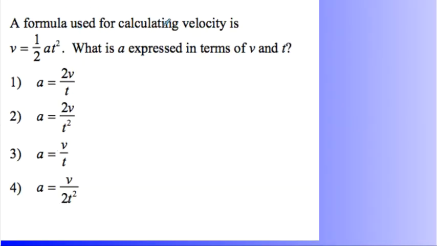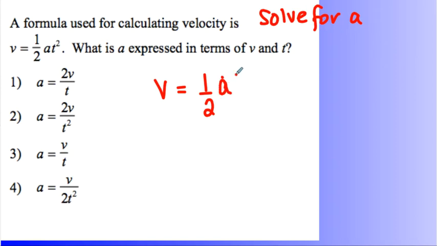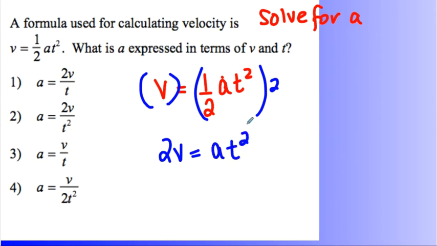Okay, here's one. A formula for calculating velocity. You might have done this if you took physics. So the velocity formula is velocity equals 1/2 a t squared. So what is a expressed in terms of v and t? Okay, that just means solve for a. And in this case, I kind of noticed the answers even are all solving for a. All right, so we've got this formula, and we've got some things we want to do to get a alone. So I actually tend to do them in parts. I saw that fraction. I want to get rid of it, so I'm going to multiply both sides by 2. Okay, so 2v equals a t squared. All right, t squared is being multiplied to a, so to get it to the other side, I'm going to divide by t squared. And so 2v over t squared would be my a in terms of v and t.